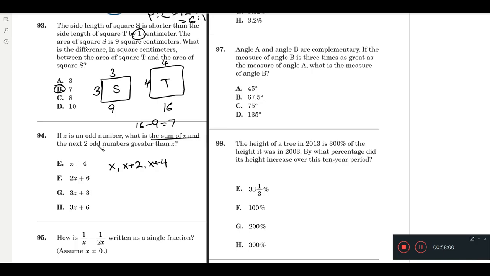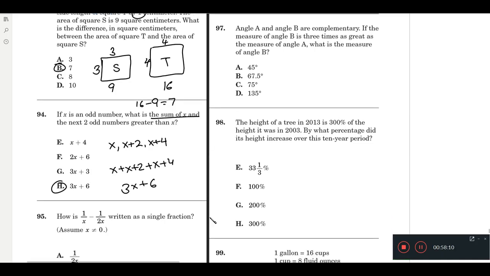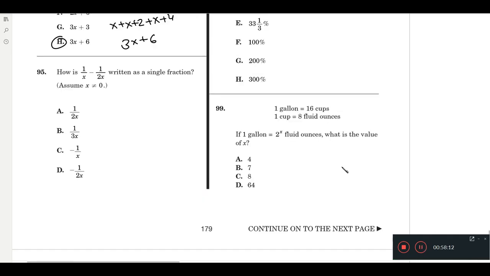Now they ask, what is the sum of x and the next 2? So you add them: x plus x plus 2 plus x plus 4. That's 3x plus 6. You guys get it? Question 95. How is this written in a single fraction? It's pretty simple.